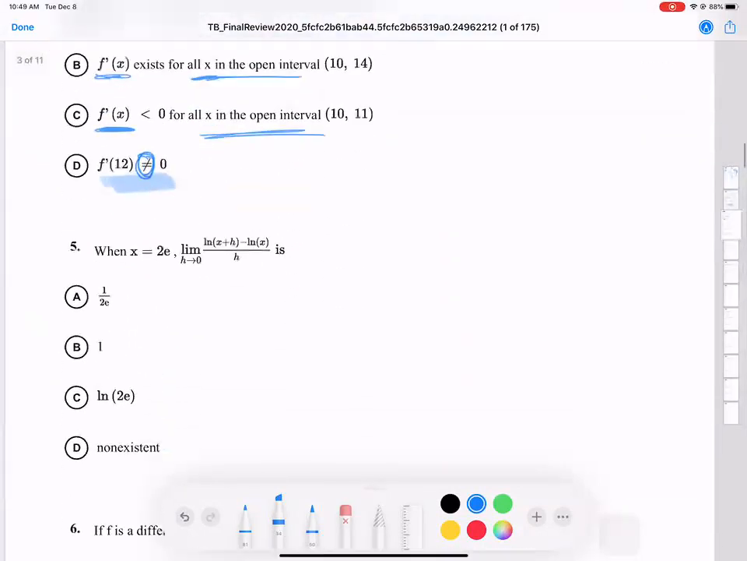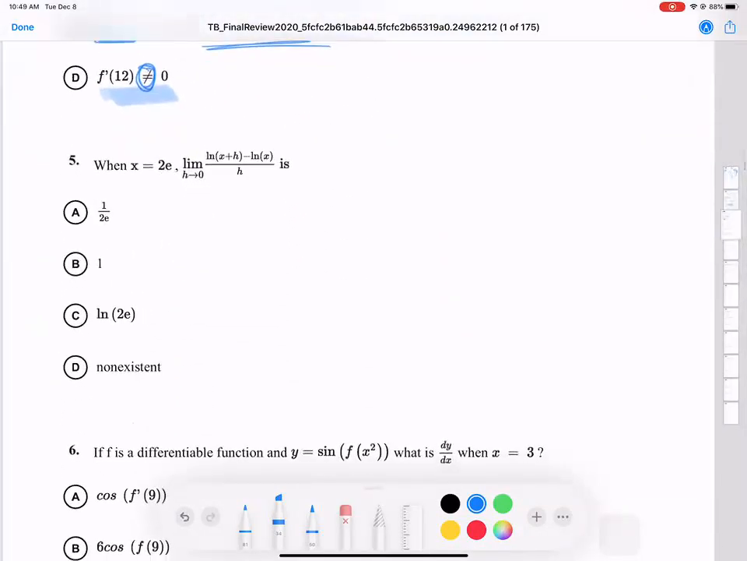Okay, let's do the next one. When x is equal to 2e, find this limit. Do you guys remember how to do limits? Yeah. So here is the trick. Does this look familiar to us? This is just the definition of the derivative for what? F. What's my f of x? Can you guys tell me what my f of x is? Give me a guess.